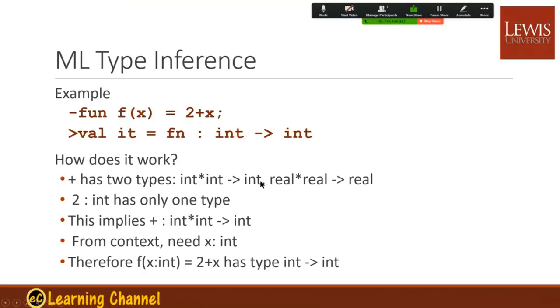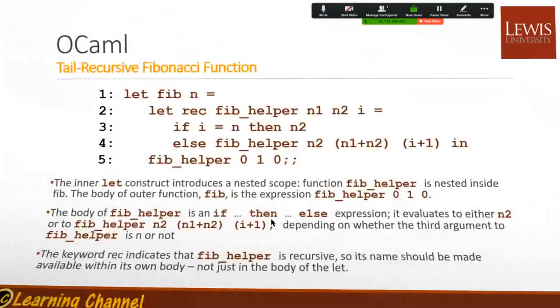It can be integer to integer or real to real for the assignment. 2 is the integer type. So it implies that 2 and x are an integer-to-integer multiplication. So f of x's return should also be an integer function. So it becomes an integer to integer function as type inference.